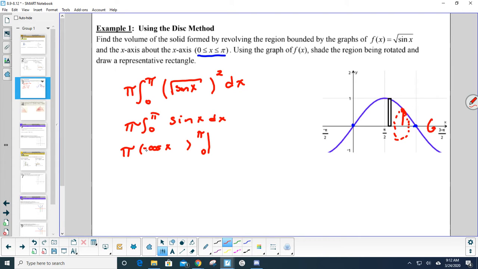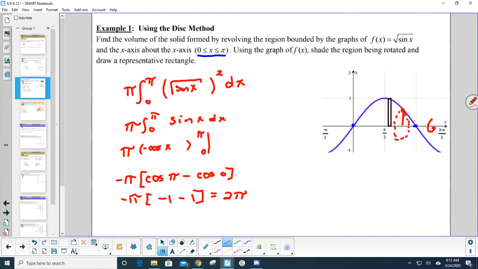So I'm going to take the negative out with the pi. And I'm going to say cosine of pi minus cosine of 0. So cosine of pi is -1, minus cosine of 0, which is 1. And we end up with 2 pi. So that would be the volume.